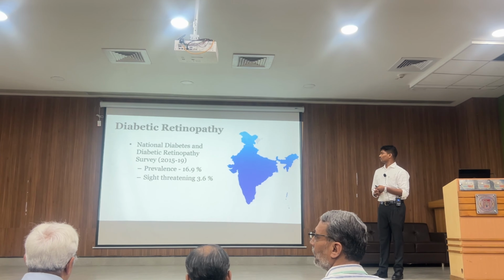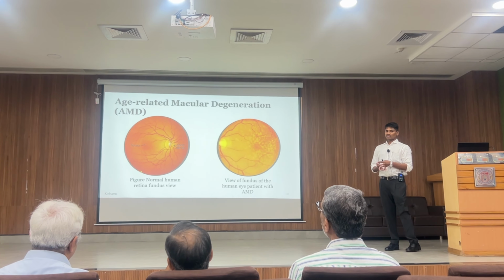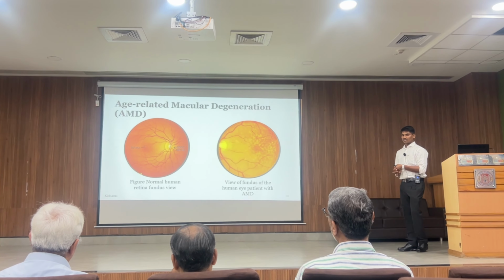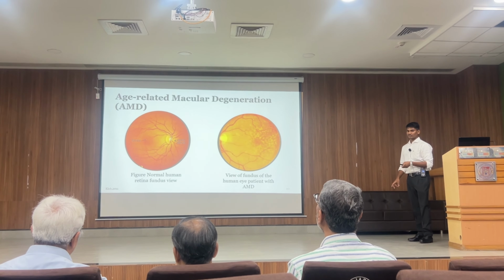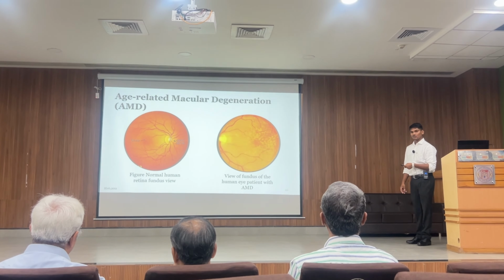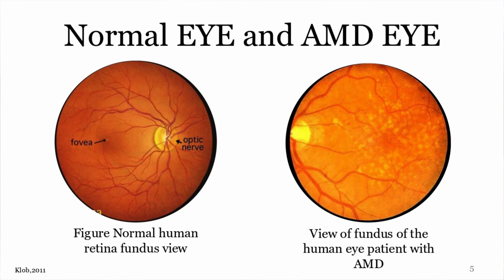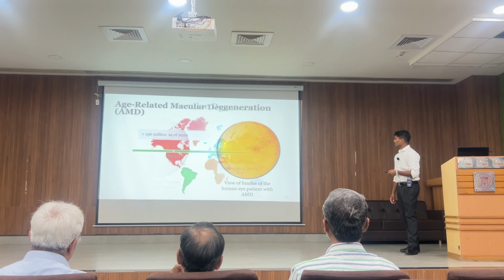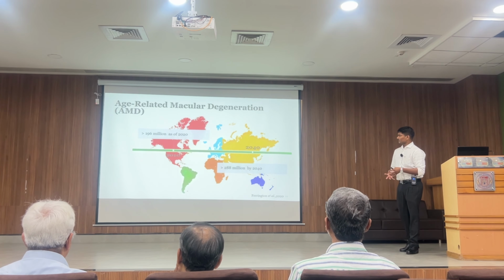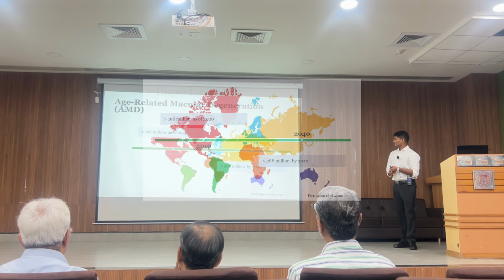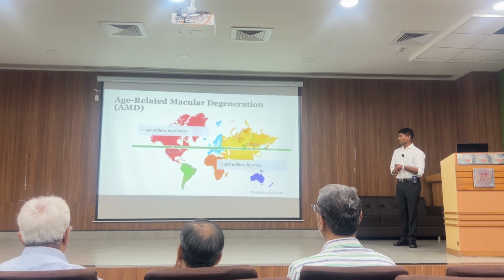From this picture, we can see the comparison of a normal human retina with the age-related macular degeneration fundus view of the retina. Here we can see degenerated protein, that is exudates, cotton wool spots, and abnormal blood vessel formation. When we talk about the impact of age-related macular degeneration at the worldwide level, it is estimated that by the year 2040 it will be about 300 million.